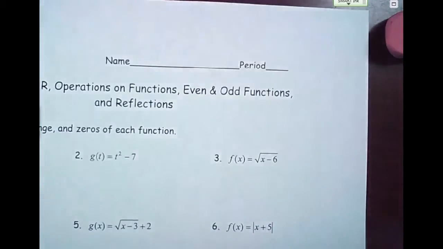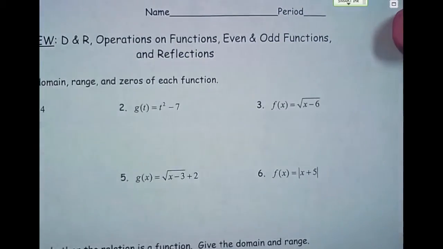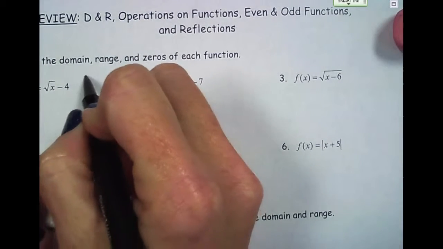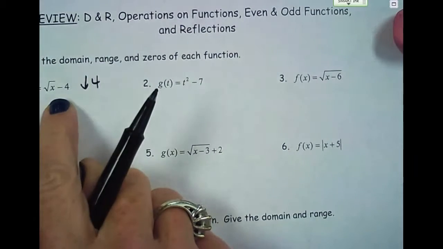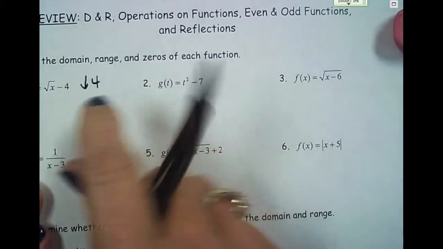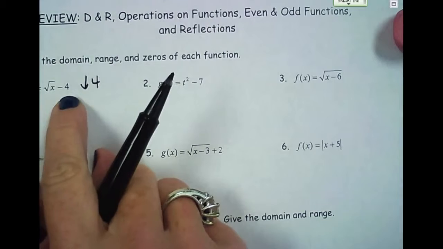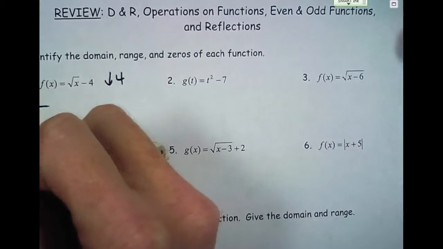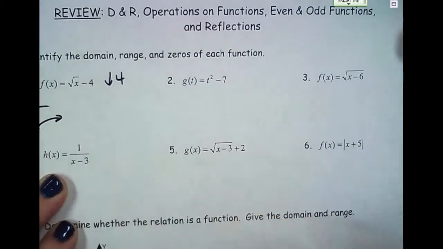Okay guys, I'm going to work through review with you. So let's go ahead and start. This picture here means we're going to go down 4, correct? The number when it's by itself, it's up and down. So we're going to go down 4, and then you can draw the hill graph.